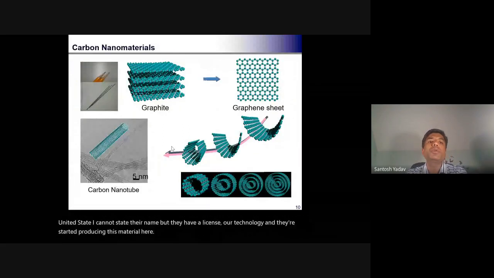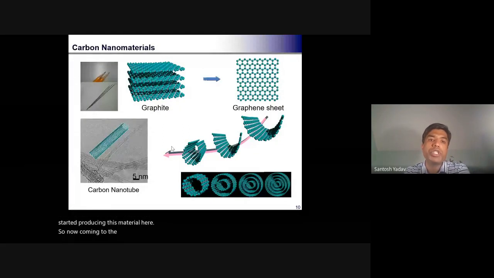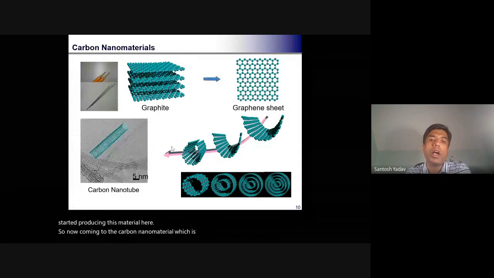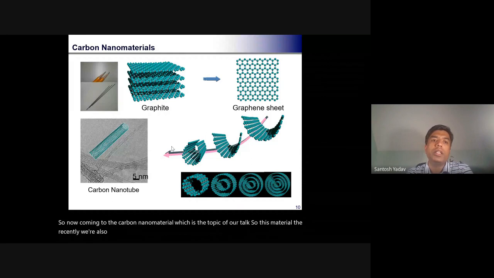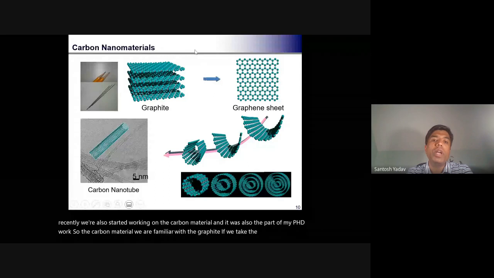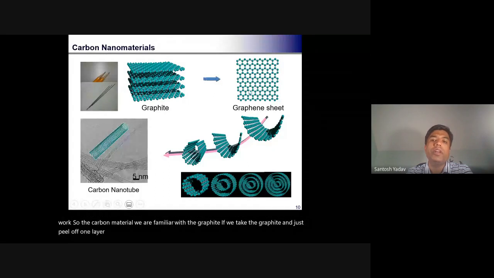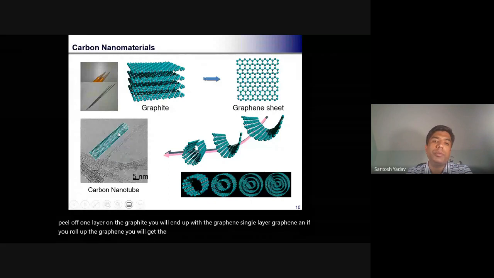So now coming to the carbon nanomaterial, which is the topic of our talk. Recently we also started working on carbon material, and it was also part of my PhD work. With carbon material, we are familiar with graphite. If we take graphite and peel off one layer, you will end up with graphene, the single layer graphene. And if you roll up the graphene, you will get the carbon nanotube structure.